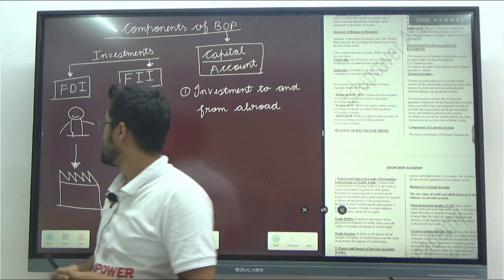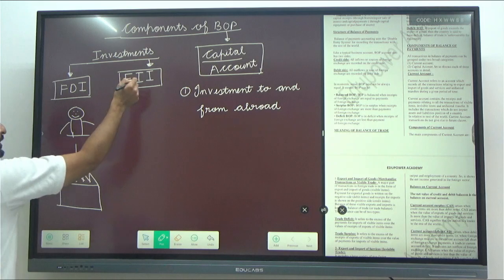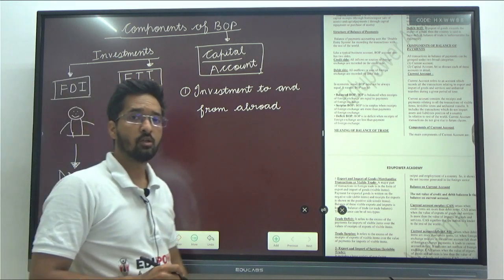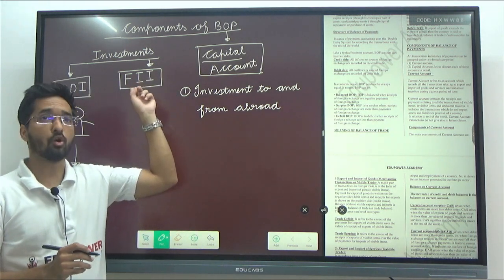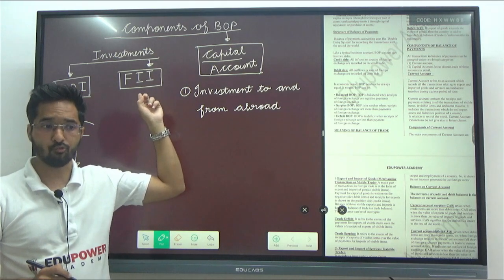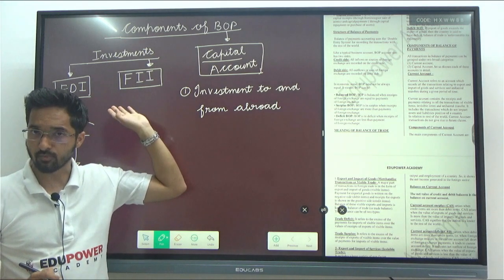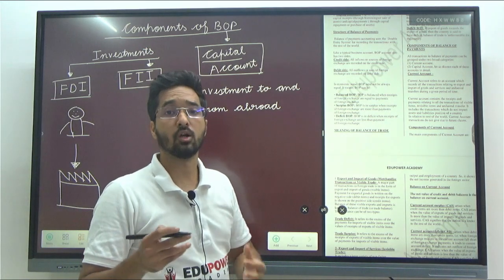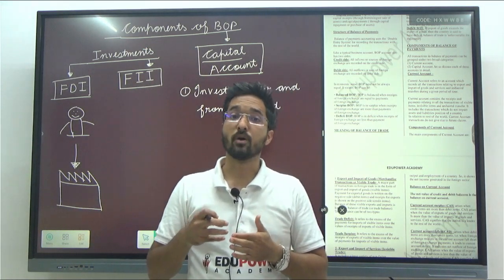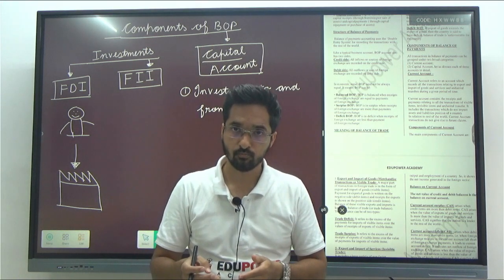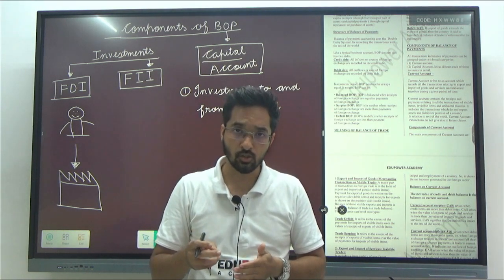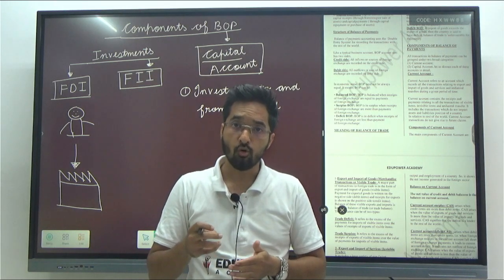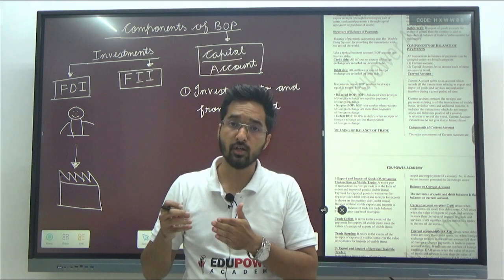Okay. Next is FII. It is also called FPI. FII full form is foreign institutional investment or foreign portfolio investment. What happens in a foreign institutional investment is a foreign company invests money in the Indian stock market. So, they buy the shares, they buy the bonds of the Indian companies who are listed on the stock market.